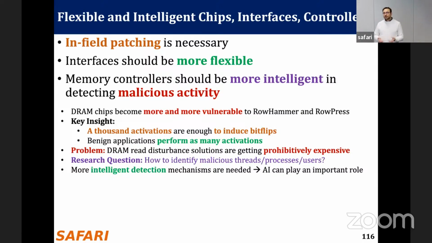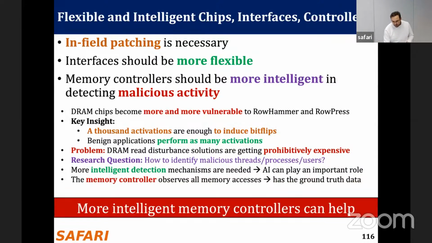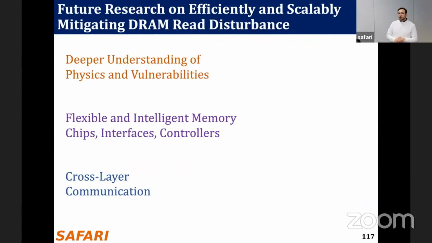Therefore, we need more intelligent detection mechanisms. For example, AI can help. We can find some smart solutions as well. And there's a key insight here as well. The memory controller observes all memory accesses, so it has the ground truth, and it can be leveraged. So it means that more intelligent memory controllers can help us reduce these overheads. So that was all about flexible and intelligent memory controllers.